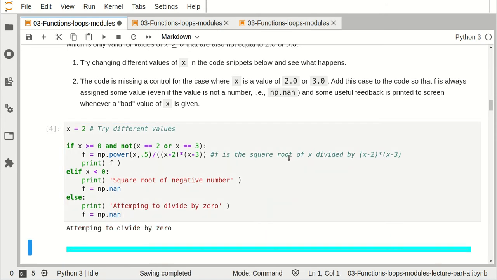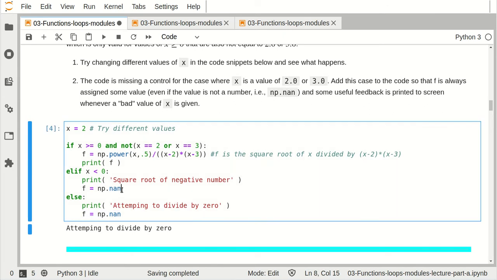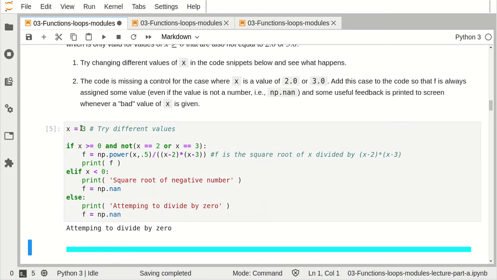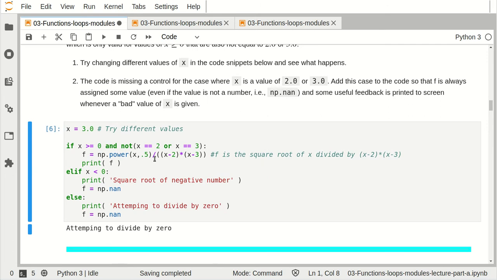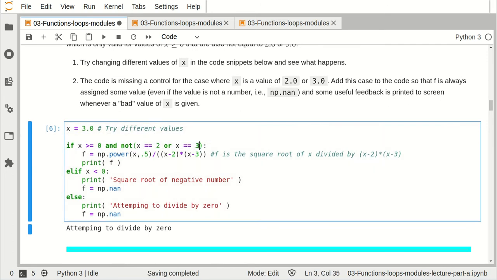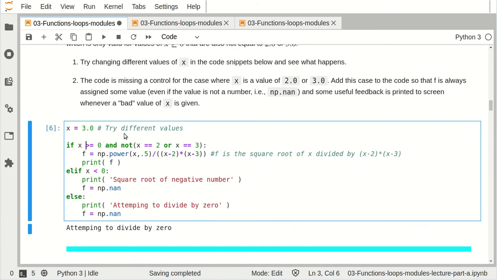So now notice that is printed out, and f is always assigned an appropriate value, whether it's not a number or the actual value of the function, no matter what happens with x. If we try giving x 3, same thing. If we do 3.0, we can see what happens. It will also check, because the equality check is fine if that's an integer and that's a float. We're still getting the attempt to divide by 0, so f is always there. That's all you need to do for this activity.